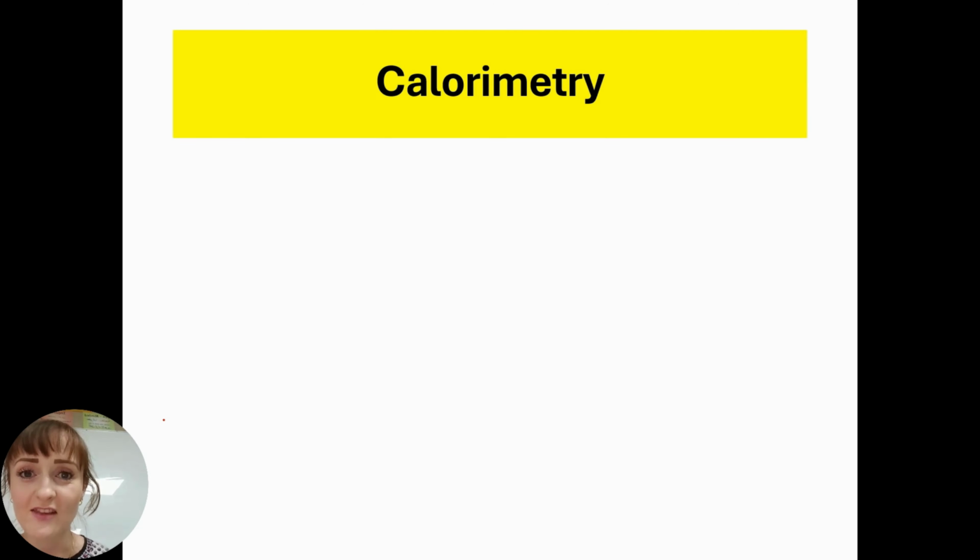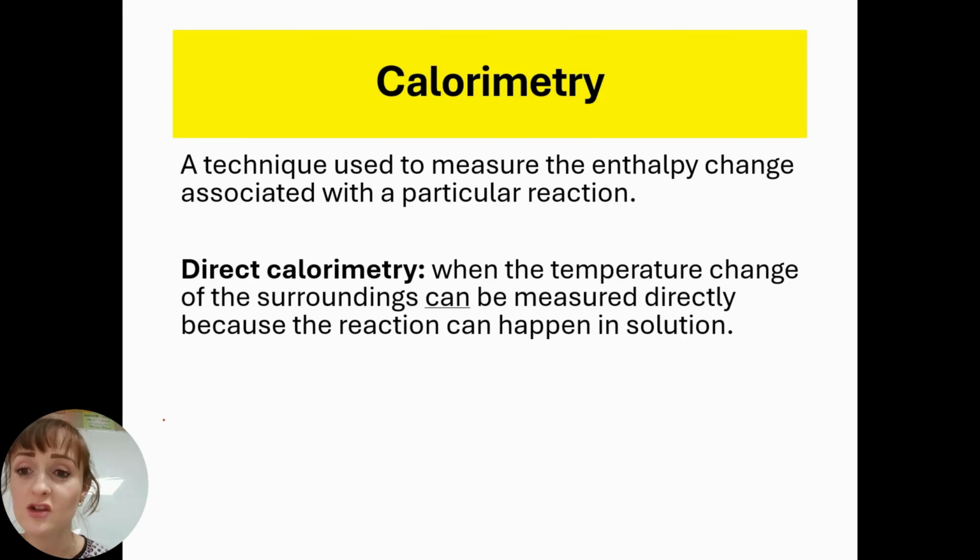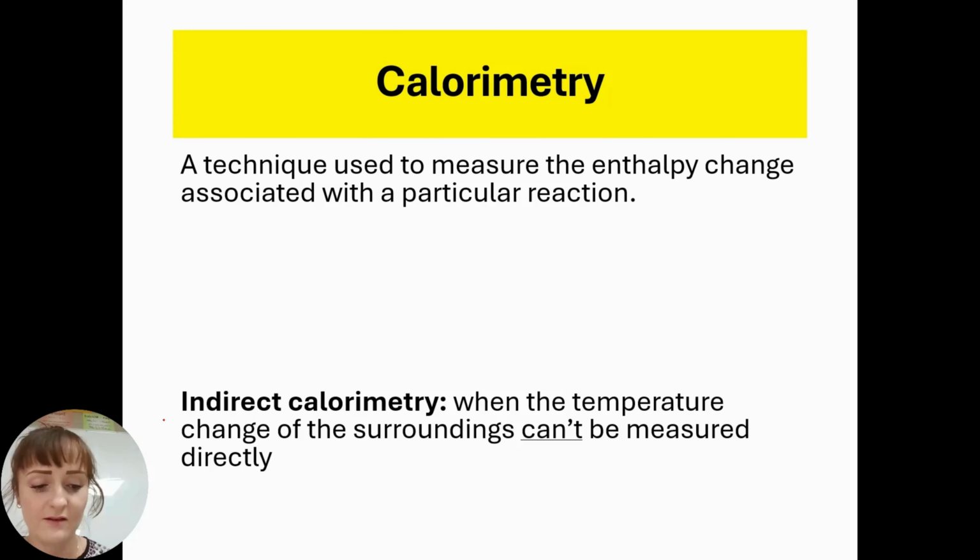Let's begin by revising the concept of calorimetry. Calorimetry is simply a technique that's used to measure the enthalpy change associated with a particular reaction. In chemistry, we focus on two main types. There's direct calorimetry, and we use this when the temperature change of the surroundings can be measured directly because your reaction happens in solution. If you haven't already watched the video on direct calorimetry, I'd recommend that you start there before you start looking at indirect calorimetry.